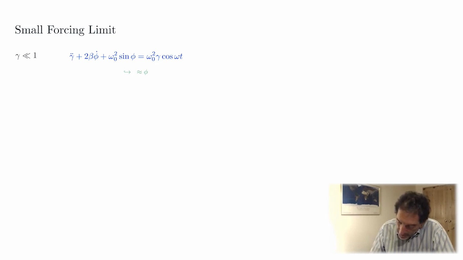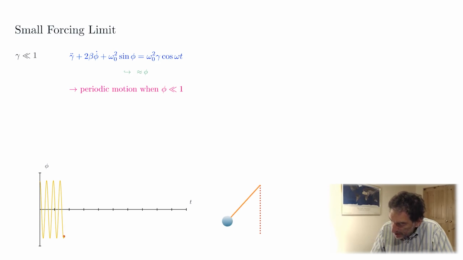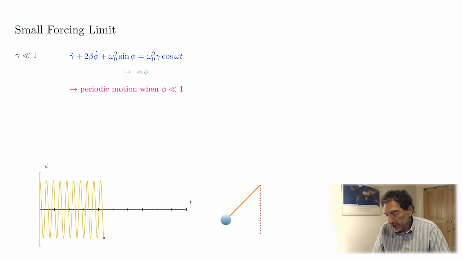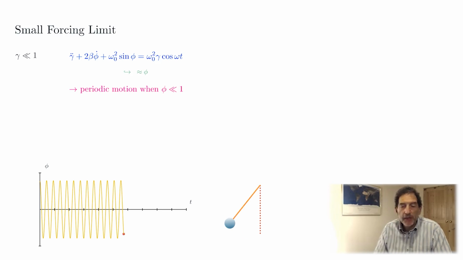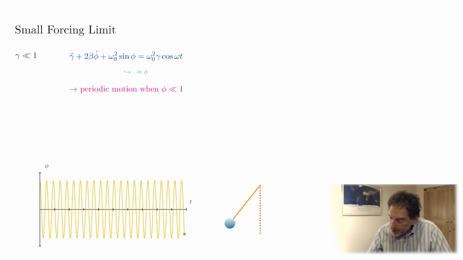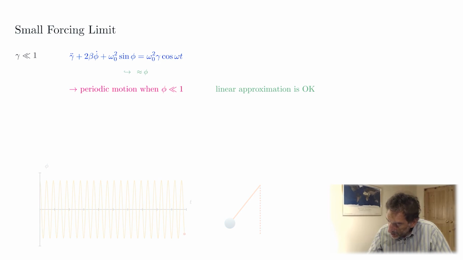In this limit, gamma much, much less than 1, we find that there's periodic motion when phi is much, much less than 1. So for small forcing, we make the small angle approximation, we plug it into the equation, it now becomes a linear differential equation. We can solve it analytically, and the solution is periodic motion. So the point is that when gamma is much less than 1, the linear approximation is okay.